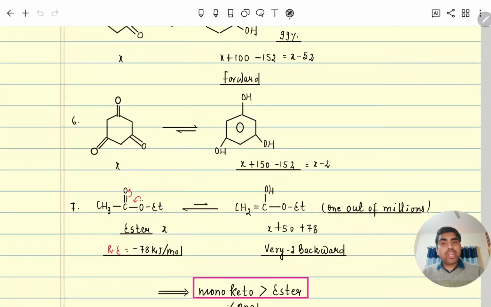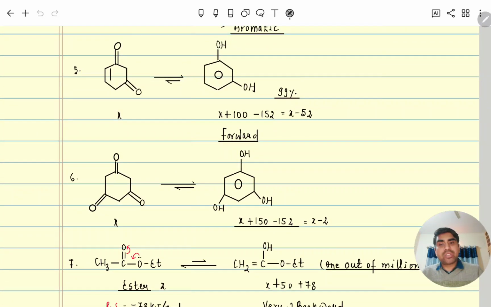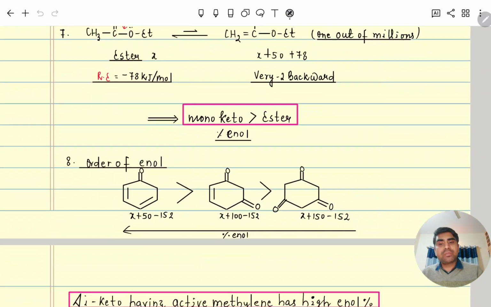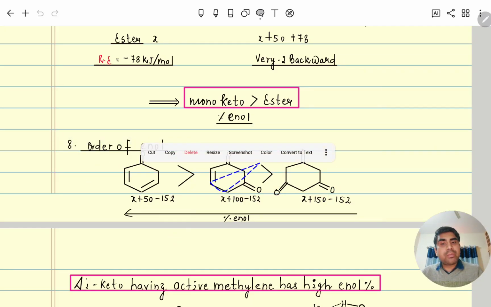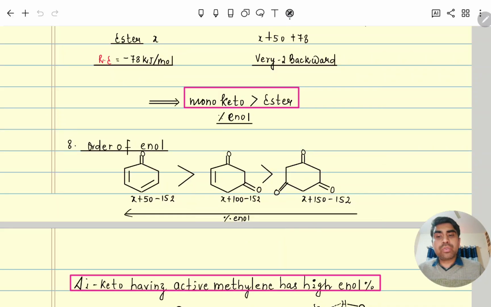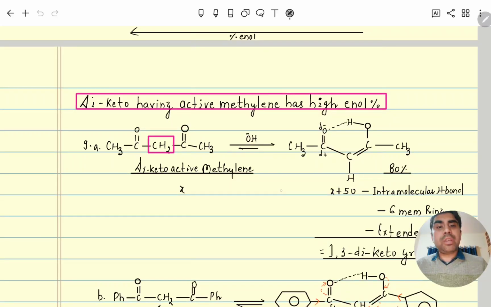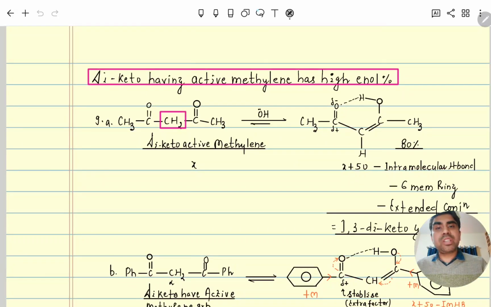In keto also, we compare these three structures, 4, 5 and 6 here. Like here it has one time enol, here two times enol, here three times enol. So here the percentage of enol is more, then after that relatively less, and here relatively least. Now we are moving to the diketo system which has an active methylene group. You can see this one only. The second condition is the 1,3 diketo system.